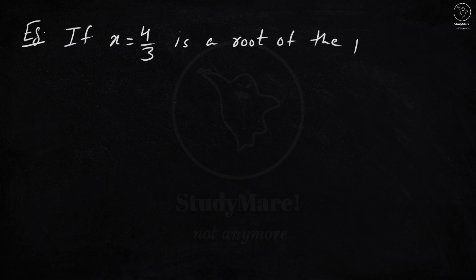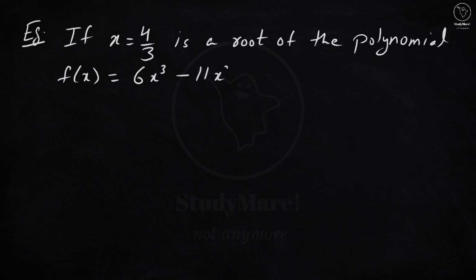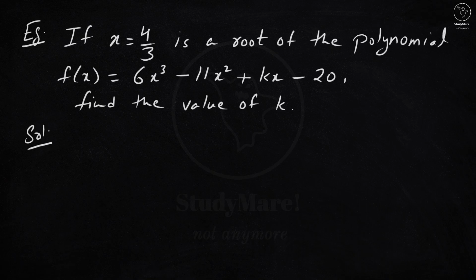Our next example is, if x is equal to 4 by 3 is a root of the polynomial f(x) is equal to 6x cube minus 11x square plus kx minus 20, find the value of k. Now this question is a bit different from the questions we have solved so far. But believe me, this is not complex. You just have to solve it the same way. Use the same basic concepts that you have learned and we will have the answer very quickly. So let us solve it.